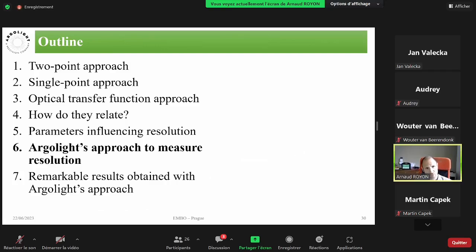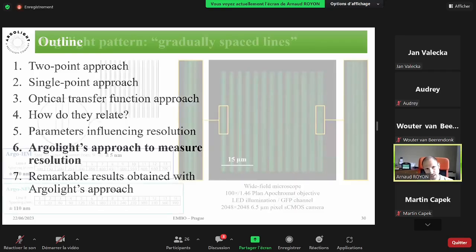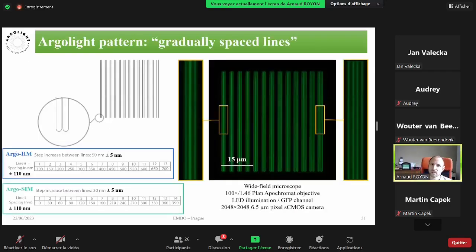How do we measure the resolution with Argolight's tools? We have designed a fluorescent pattern that we call the gradually spaced lines. It basically consists of pairs of lines that are more and more spaced, as you can see in the image here. In that case, the two inner lines are not resolved, while on the other side of the image, you can see that the two inner pairs of lines can be resolved.